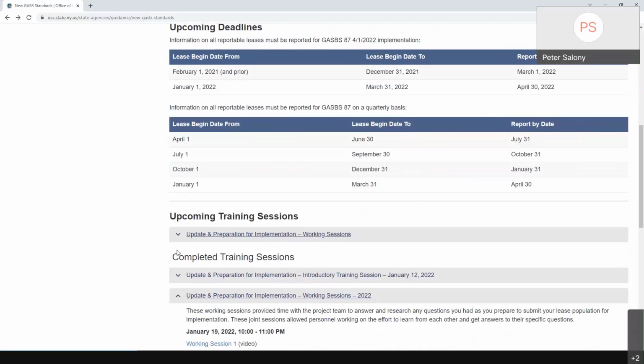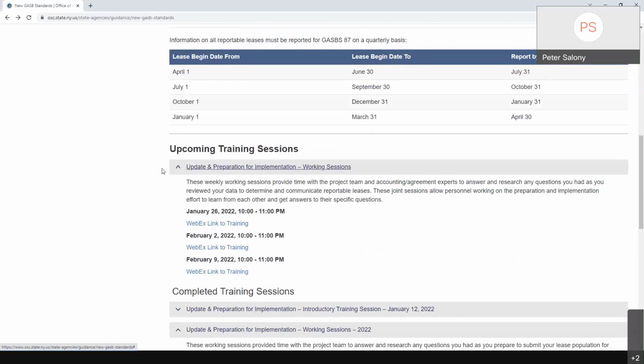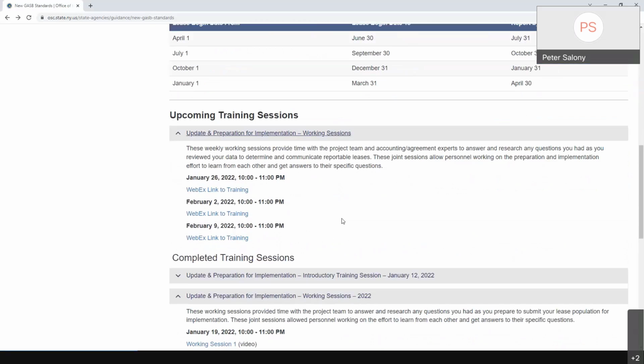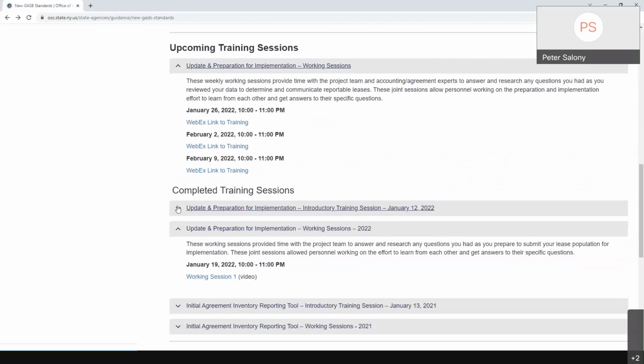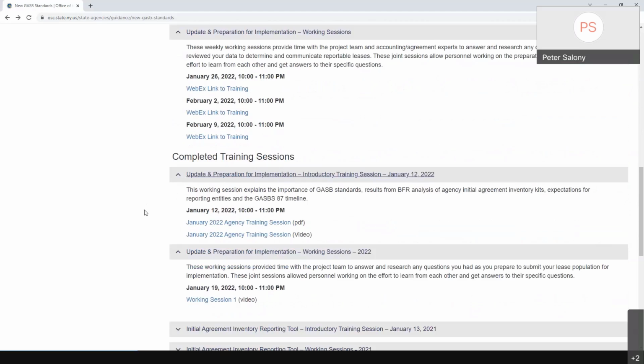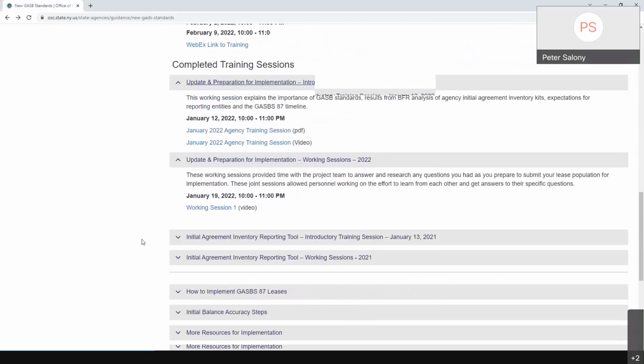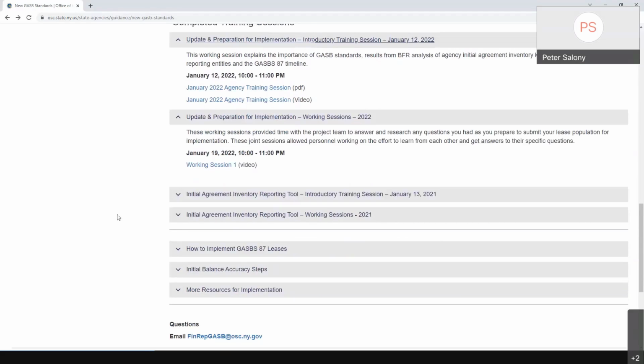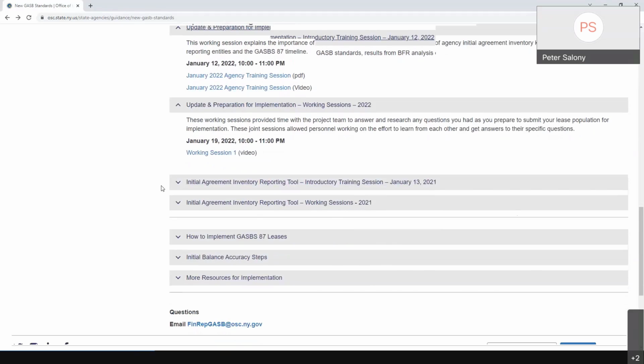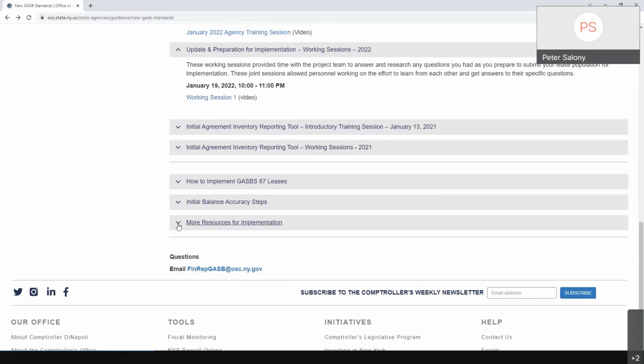Upcoming trainings. Here's the WebEx links. If you're ever looking for an email or a WebEx invitation, here's where we'll have the previous sessions that were completed. You can see this is the initial one we did, the working session 1. Working session 2 will go up there, and this one as well. Some of the stuff is from last year where we asked for an initial inventory reporting tool, but a good place to go is down here, more resources for implementation.